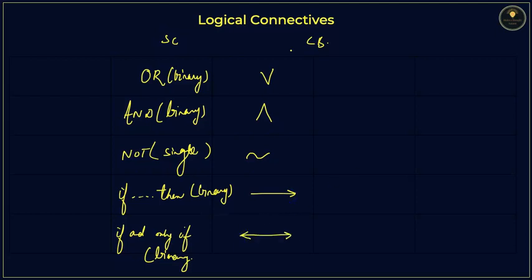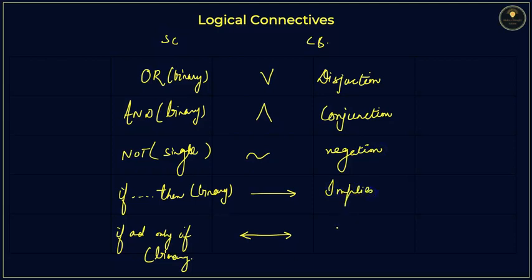Now there are other names that we have for these. For OR we have the name disjunction, and for AND we have the name conjunction. For NOT we have the name negation, and if then is called implies, and if and only if is called double implies.